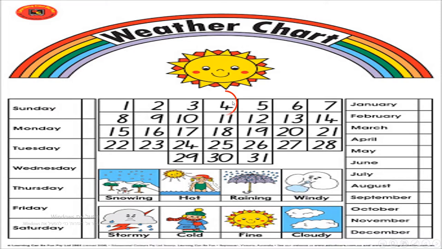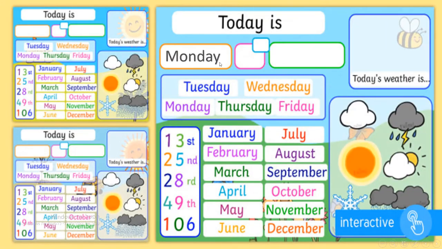the 4th of what's the month? January, February, March, April, May, June. Which one? Yes, we are in May. Well done. And what's the day? Great. So today is Monday. Well done. And can you tell me how is the weather today? It's cool. So it's cloudy. Great job.